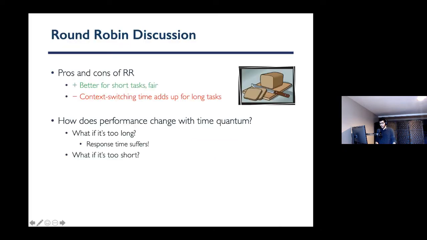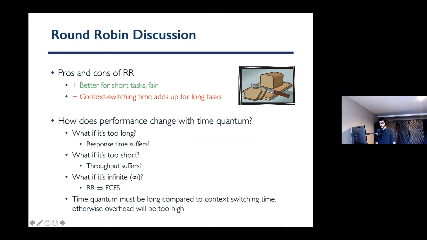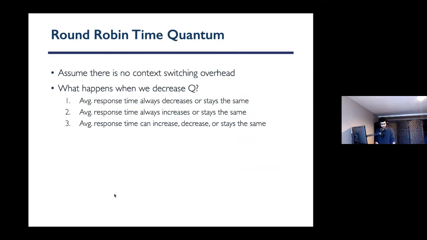Okay, so we were discussing round robin. The last thing that we discussed was that if the length of the time quantum goes to infinity, then round robin becomes first come, first serve. Now, let's answer a question. Let's see how context switching, how the length of the quantum can impact response time.